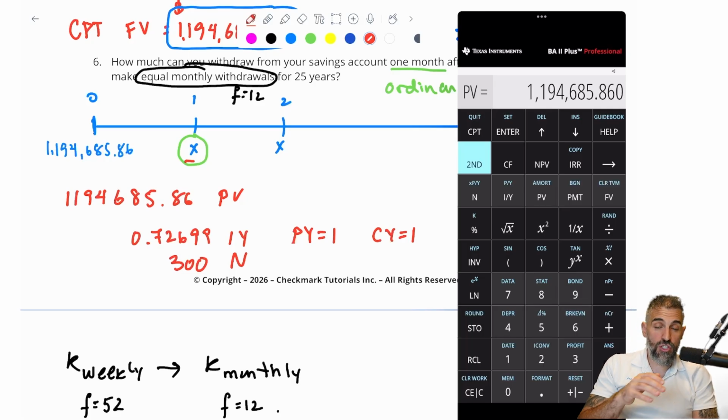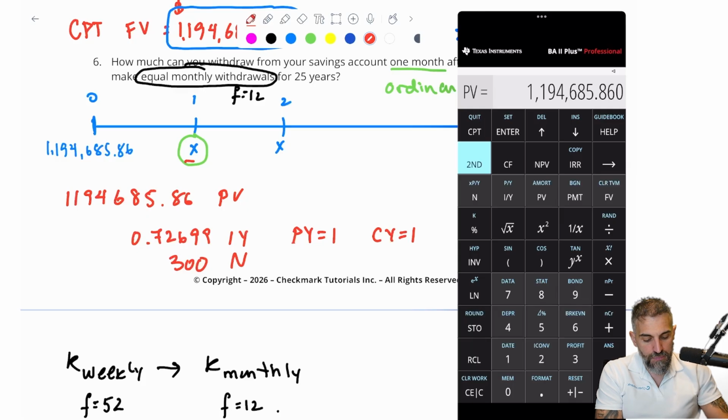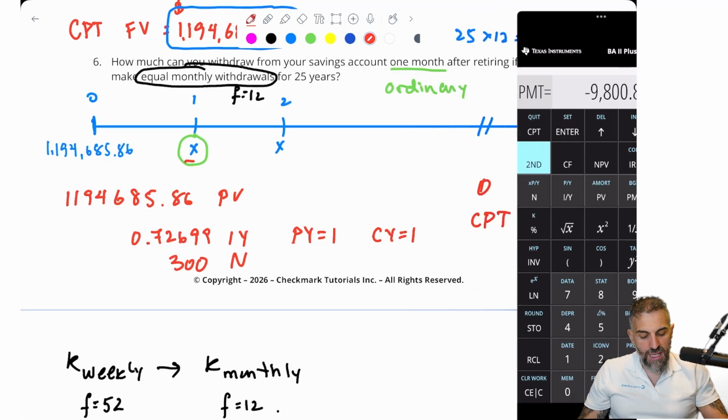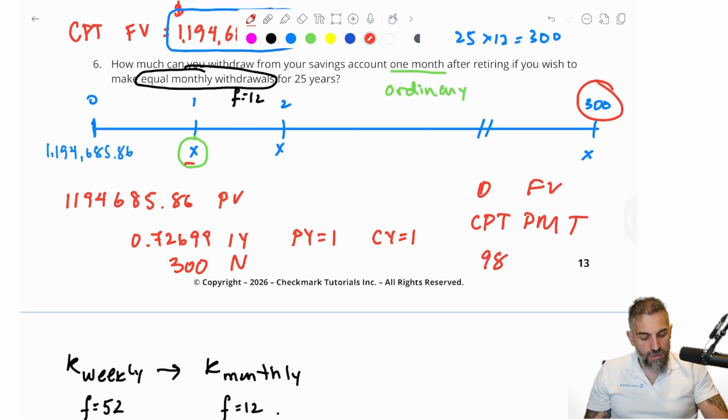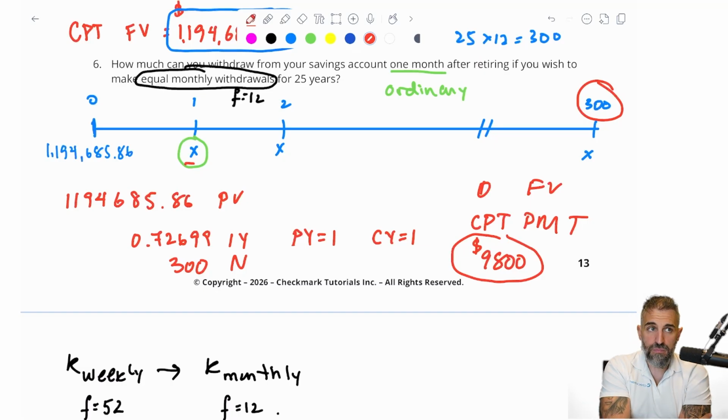Notice how I don't have BGN on. Turn it off if you still have it on by pressing the same 4 buttons. Second payment, second enter. For this part, we don't want to have it on because we said that this is an ordinary annuity. 0.72699 is the IY. Again, your PY and your CY need to be 1. 300N, 0 future value, compute payment. $9,800. You can withdraw $9,800 every month for 25 years.